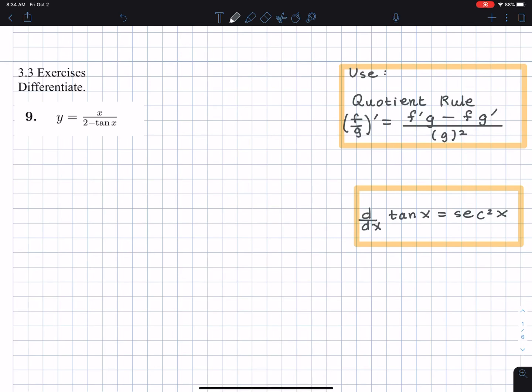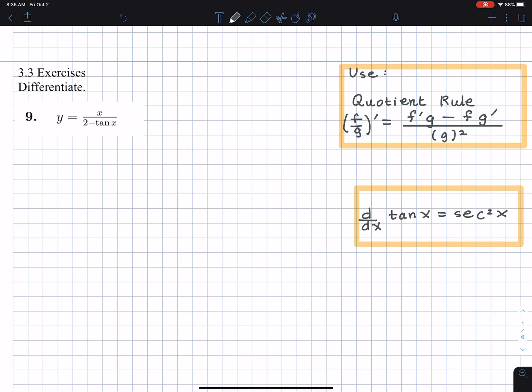F is the numerator, g is the denominator, the way I've written it here. You could use different letters besides f and g for your functions. We're also going to use the derivative of tangent x equals secant squared x.